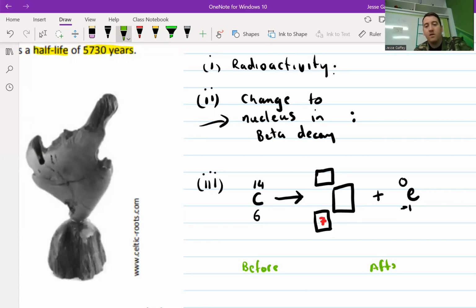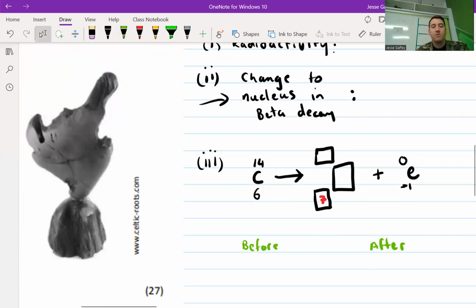Before and after. All right, what I want you to do is count up the number of protons and neutrons before, and now count up the number of protons and neutrons after. Pause the video and do that now. Okay, so as you can see, in the beginning, we have 6 protons plus 14 minus 6, 8 neutrons, and that's a mass of 14. That makes sense because that's what it is here. Look.